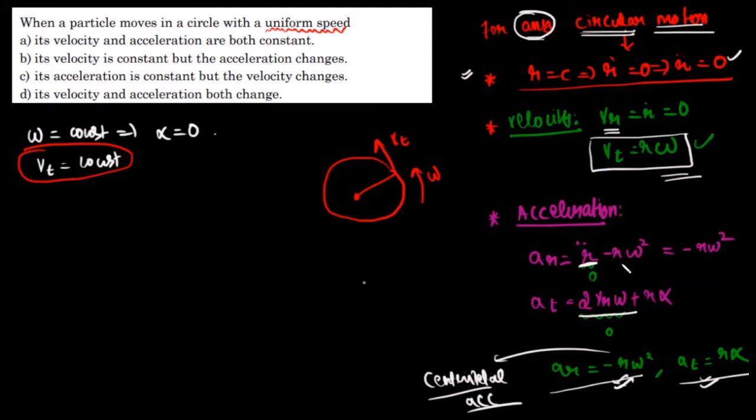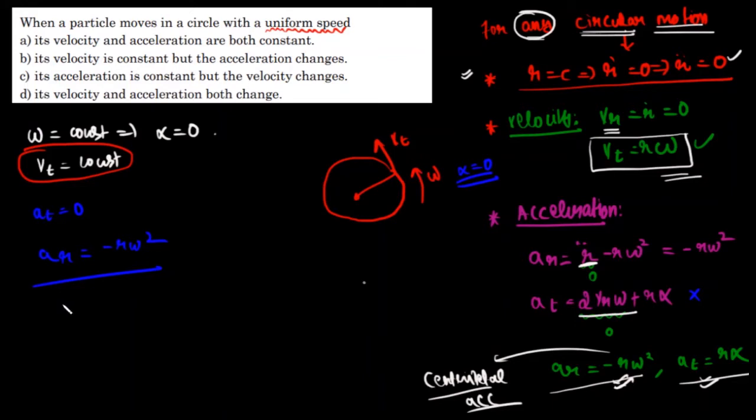Now regarding the acceleration, we know that omega is constant. Alpha has become 0. Since alpha becomes 0, at will be 0. There is no tangential acceleration, but ar will be there, right? ar is going to be minus r omega square. So ar is equal to minus r omega square.